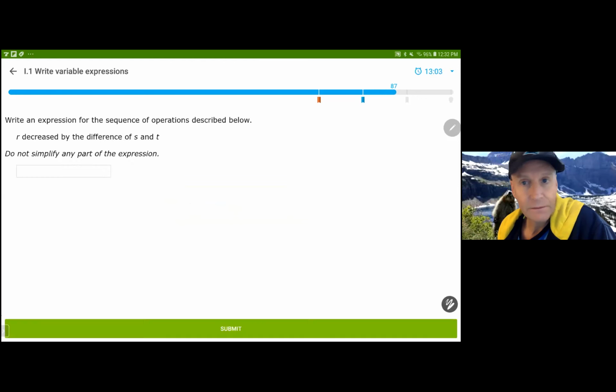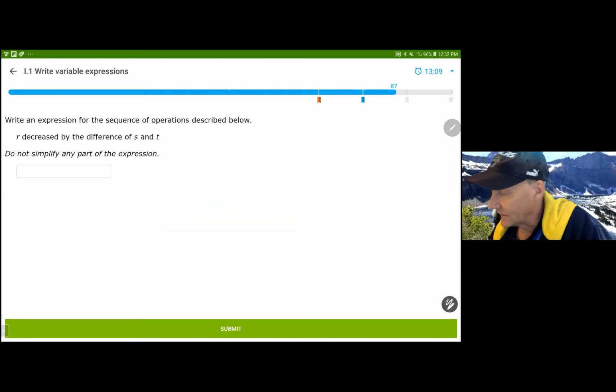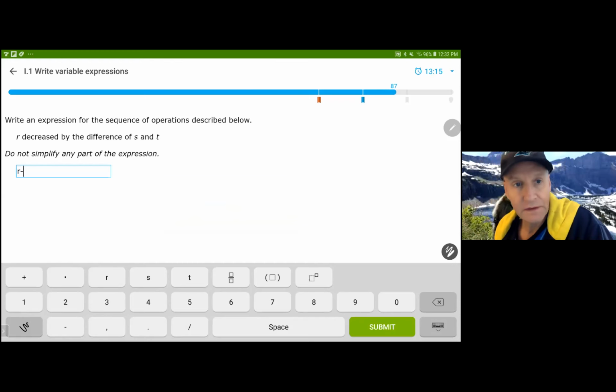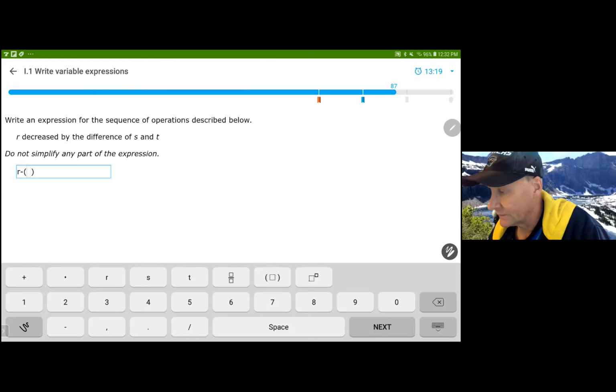In the parentheses. R decreased by the difference of S and T. In this particular case, you're taking R and you're decreasing it by a difference. A difference means parentheses. It's the result of a subtraction, S minus T.